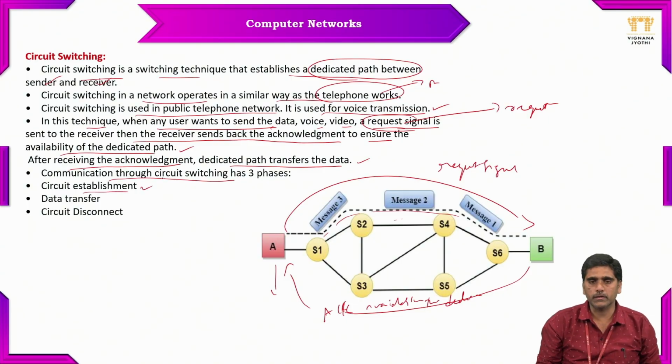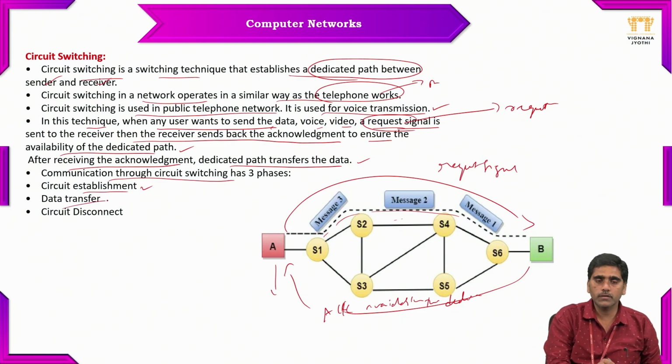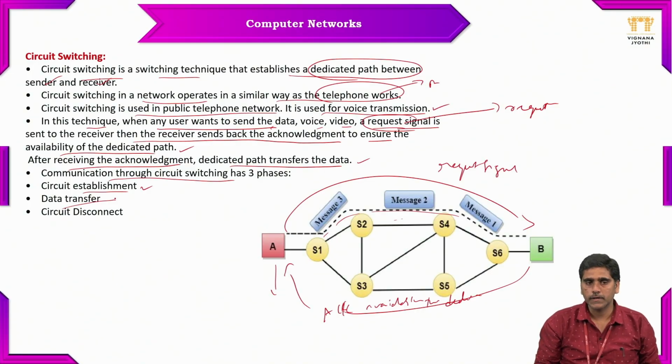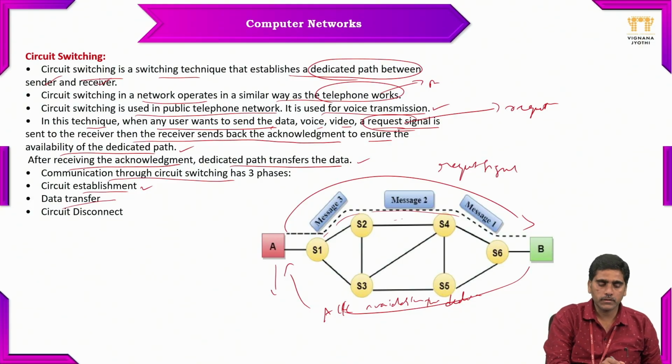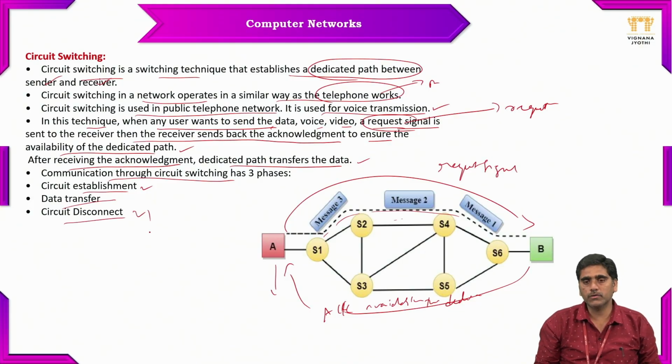Circuit establishment. By sending the request signal and receiving the acknowledgement, the circuit establishment is done. Once the acknowledgement is received by the sender side, the data will be transferred. After the data is received by the receiver side, the circuit will be disconnected.